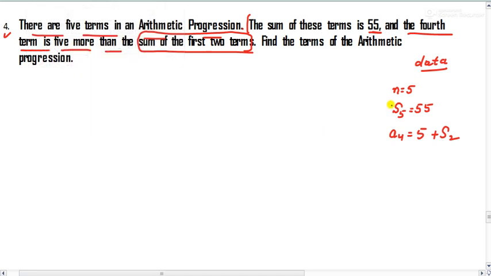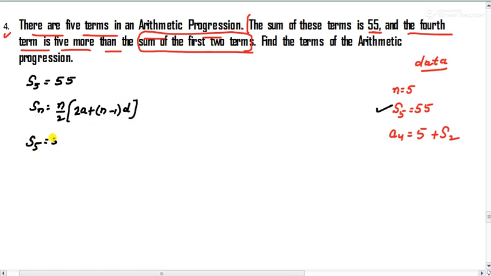Why? Here they have given S5, which is 55, so we use the Sn formula. Here you can't use the An formula. Sn is n by 2 into 2a plus n minus 1 into d. So S5 becomes 5 by 2 into 2a plus 5 minus 1, which is 4d. S5 is 55, which is equal to 5 by 2. If I take 2 common, this becomes a plus 2d, right?